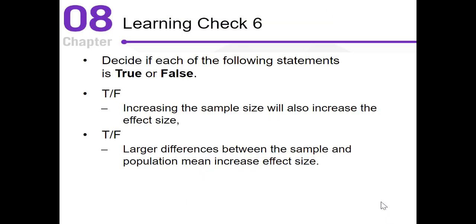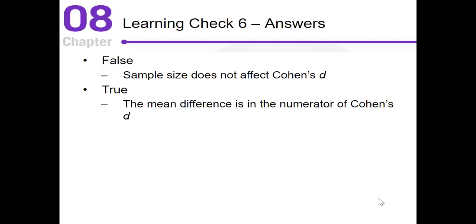So here's another learning check, true or false. Increasing the sample size will also increase the effect size, and larger differences between the sample and population mean increase effect size. Take a few moments and think about the correct answer. And we have false, sample size did not affect Cohen's d. And true, the mean difference is in the numerator of Cohen's d.